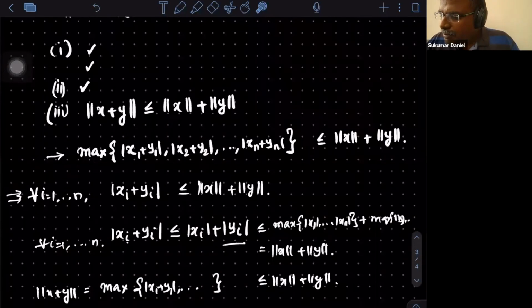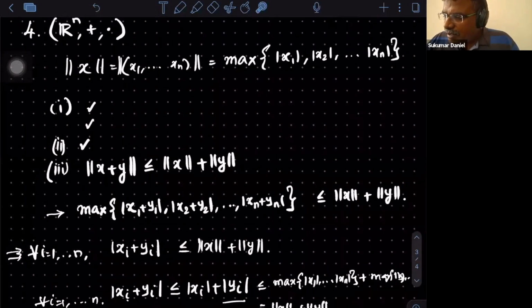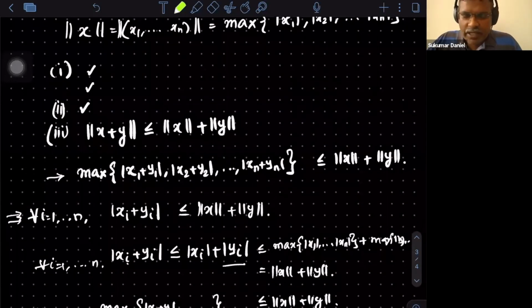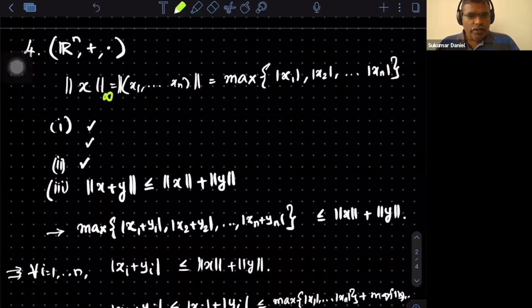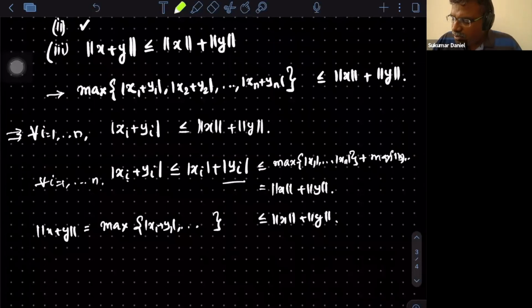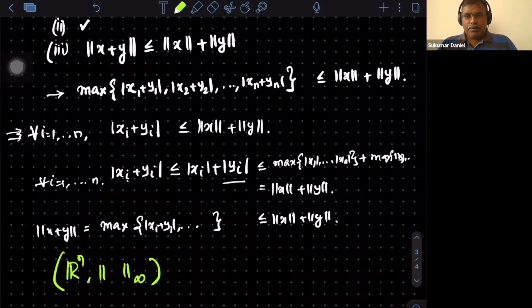Okay, so this example we have discussed. And again, this example is something special. So I call this norm with again some symbol. It's called infinity. I denote it with the suffix infinity. So what I'm saying here is that Rn with this infinity norm, which is the maximum of the absolute values of the coordinates, is a normed linear space.